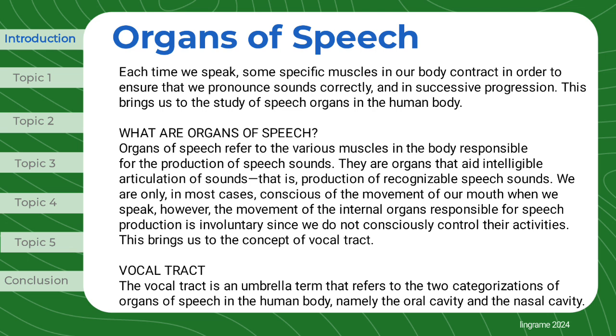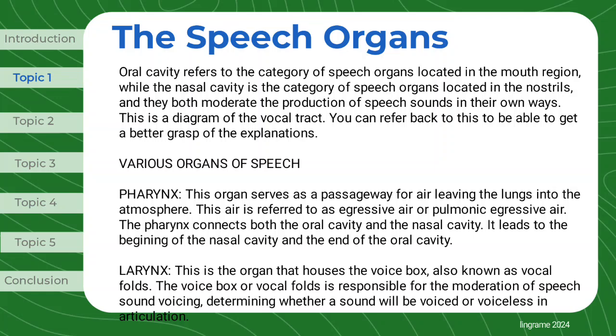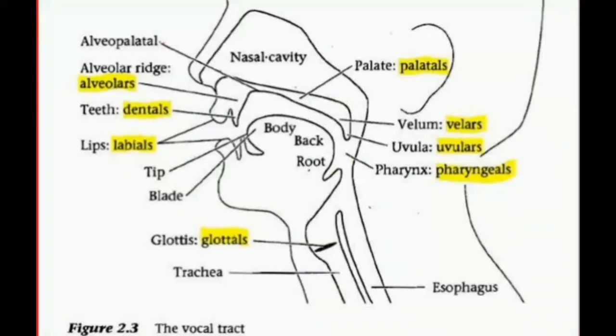Vocal tract. The vocal tract is an umbrella term that refers to the two categorizations of organs of speech in the human body, namely the oral cavity and the nasal cavity. Oral cavity refers to the category of speech organs located in the mouth region, while the nasal cavity is the category of speech organs located in the nostrils, and they both moderate the production of speech sounds in their own ways. This is a diagram of the vocal tract. You can refer back to this to be able to get a better grasp of the explanations.